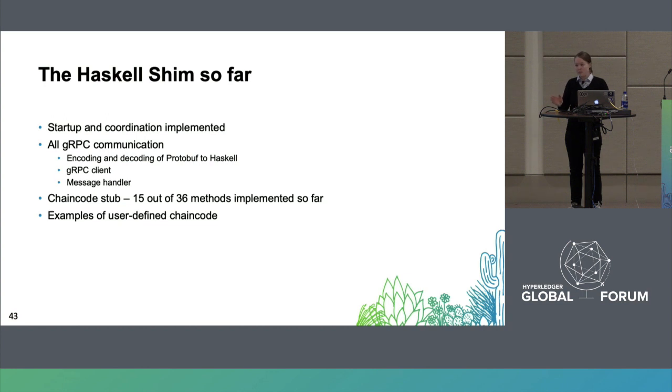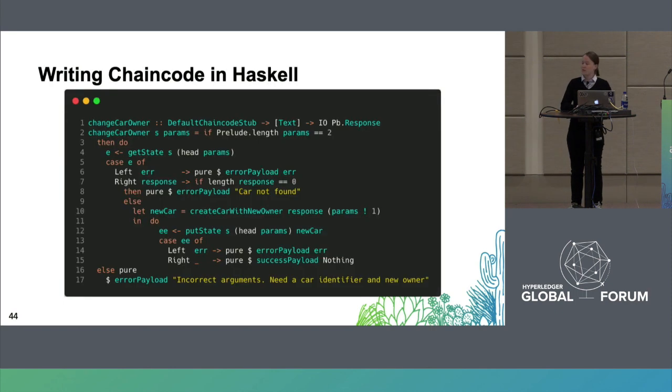So the shim is completely functional, it's working. So we can start writing some user-defined chaincode. So we've done that. We've recreated one of the common examples that's used in Fabric, which is the fabcar example. It tracks car ownership on the blockchain. So I'll show you what one of the methods from the fabcar example looks like in Haskell.